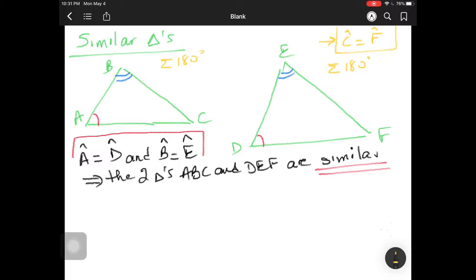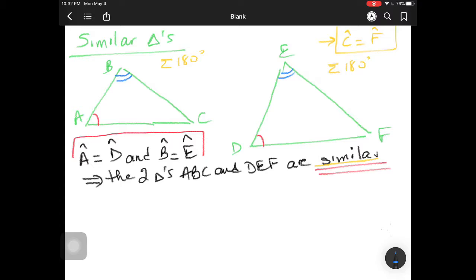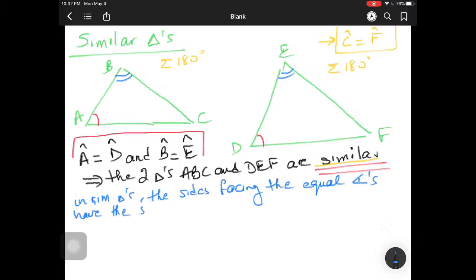So now that we've proven that the 2 triangles are similar, how can I benefit from that? How do I benefit from the fact that 2 triangles are similar? In similar triangles, the sides facing the equal angles have the same ratio. What does this mean? Let me explain what this means.